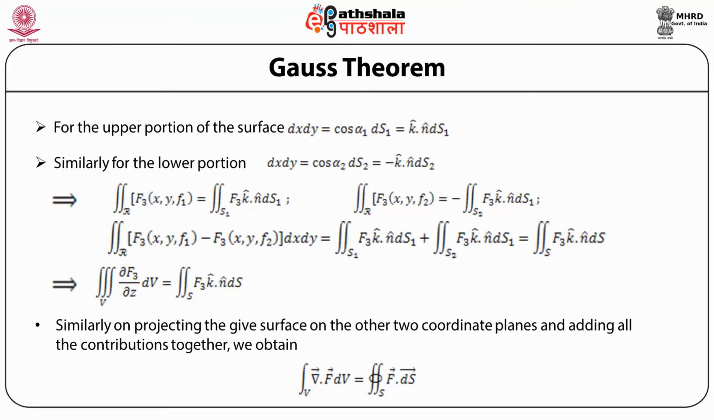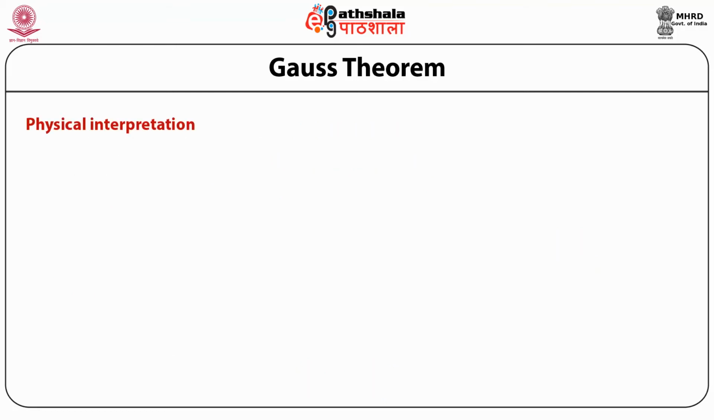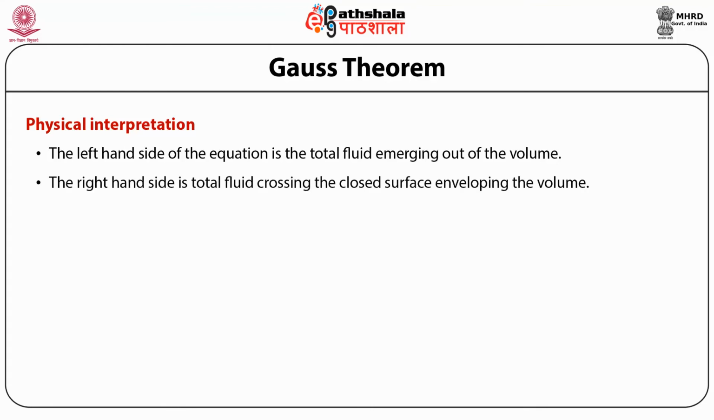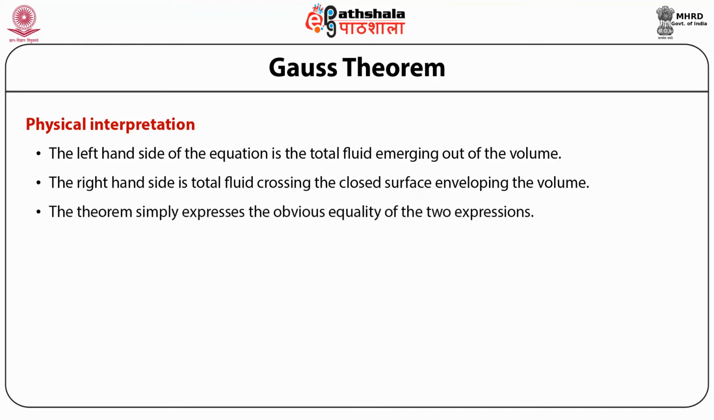we obtain the volume integral over V of del dot f dv equals the surface integral over S of f dot ds. Physical interpretation: the left-hand side of the equation is the total fluid emerging out of the volume. The right-hand side is the total fluid crossing the closed surface enveloping the volume. And the theorem simply expresses the obvious equality of the two expressions.